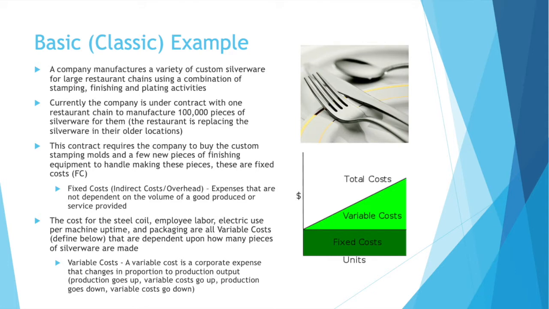But the cost for the steel coil, employee labor, electric use per machine uptime, packaging, these are all examples of variable costs that are dependent upon how many pieces of silverware are made. A variable cost is a corporate expense that changes in proportion to production output. Production goes up, variable costs go up. Production goes down, variable costs go down.